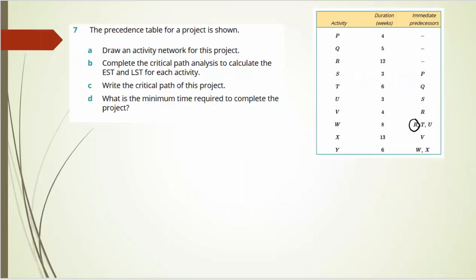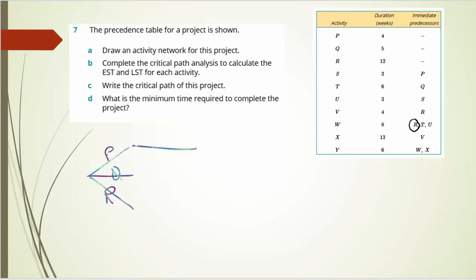To draw an activity network for the precedence table given, first of all identify any dummy activities. Well, there's an R there, which is shared with T and U on W, so put a ring around it and draw that last. Then you can draw P, Q, and R. This is just a sketch to start with.